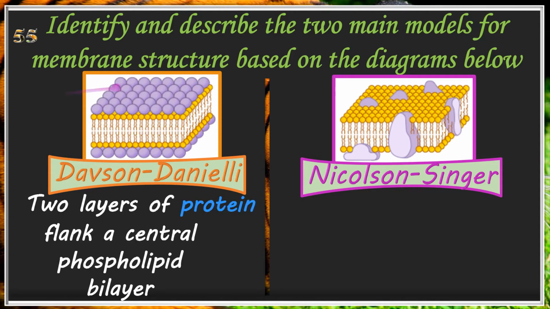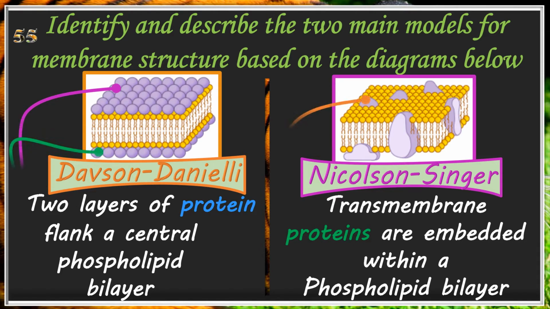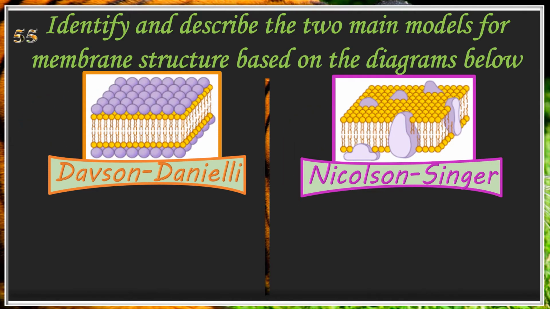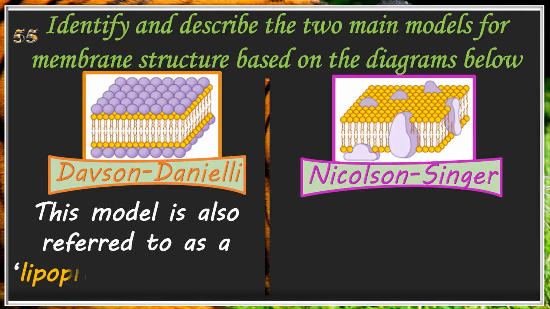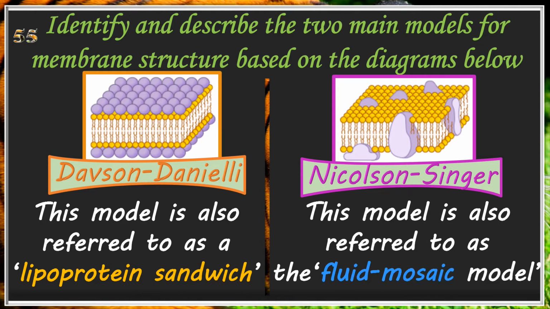The Davson-Danielli model has two layers of proteins flanking a central phospholipid layer. Whereas in the Singer-Nicolson model, the transmembrane proteins are embedded within the phospholipid layer. The Davson-Danielli model is also referred to as the lipoprotein sandwich. The Singer-Nicolson model is also referred to as the fluid mosaic model.